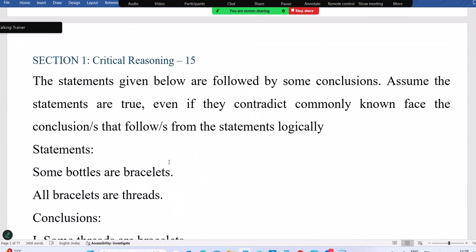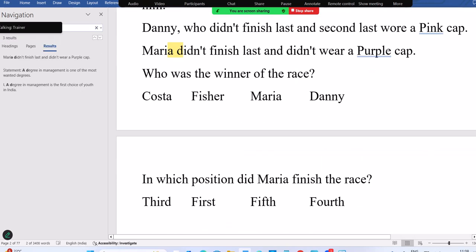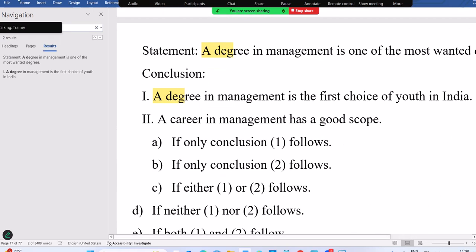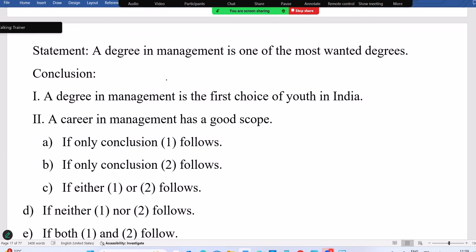critical reasoning. First thing, the questions which you people attempted wrong. One question which I came to know is the one on a degree in management. Many people attempted this question wrong, so let me discuss this. See, this is a conclusion. Conclusion means definitely true or always true with respect to the given statement. Here the given statement is that a degree in management is one of the most wanted degrees. It's not the most, it's one of the most wanted. There are many wanted degrees.